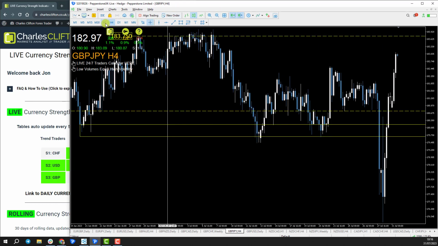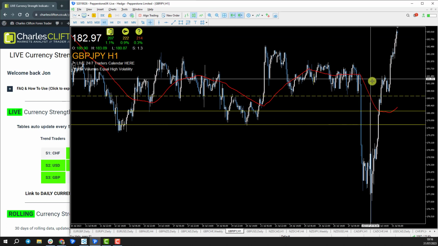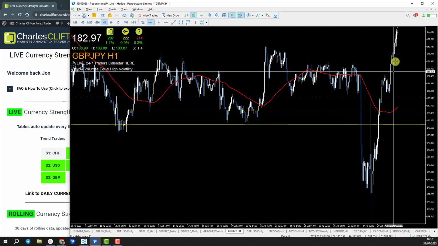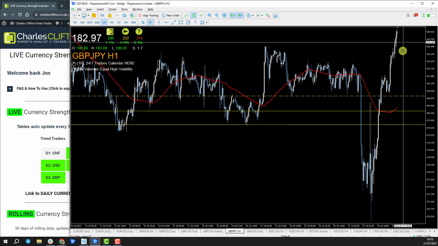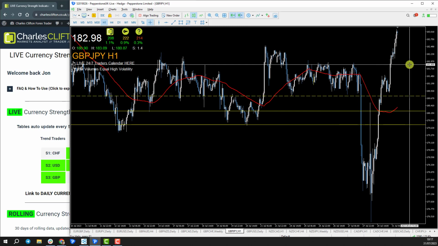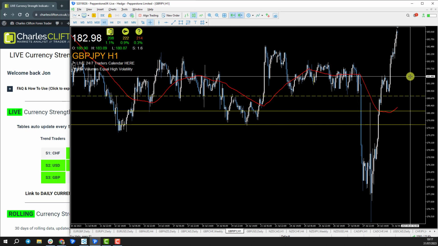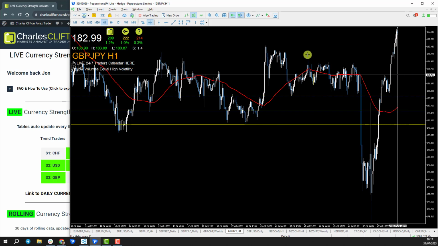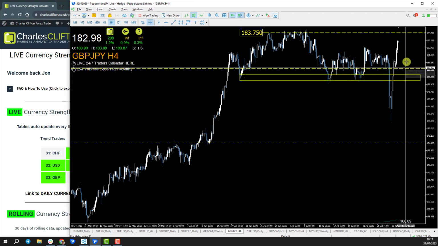Now, I did go down into the hourly just to see if there's anything for us. It is a little bit choppy. The only thing I can say is if price was to come back down to the 181.85, maybe even the 181.50, that could be where buyers start to step in once again.